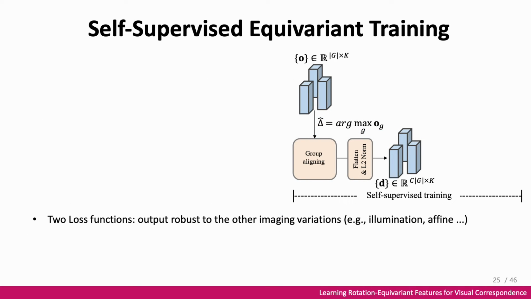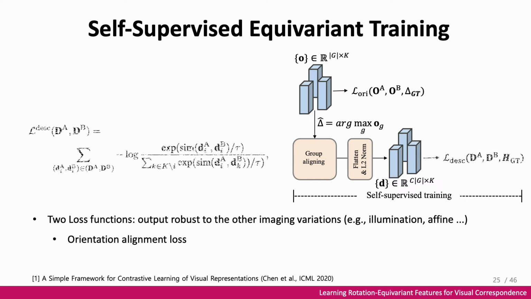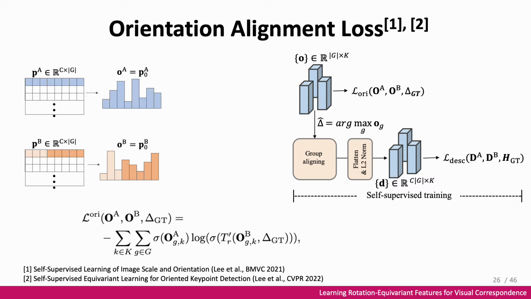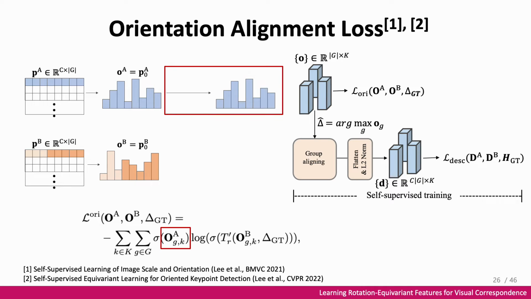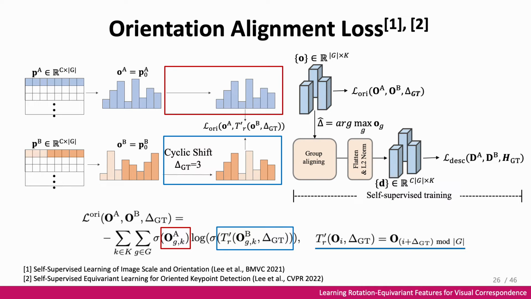To train our network, we use two loss functions. The contrastive descriptor loss is an InfoNCE form contrastive loss between source image descriptors and the target image descriptors. We also use an orientation alignment loss, which is proposed in previous papers. We compare the source orientation histogram to the shifted target histogram using cross-entropy.